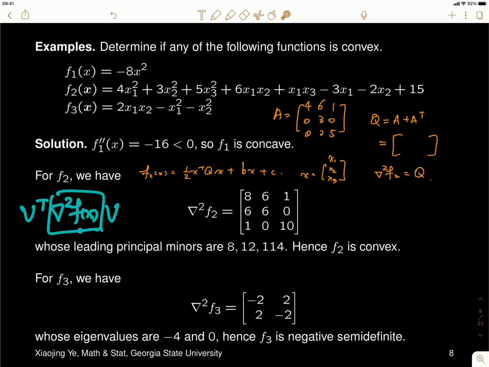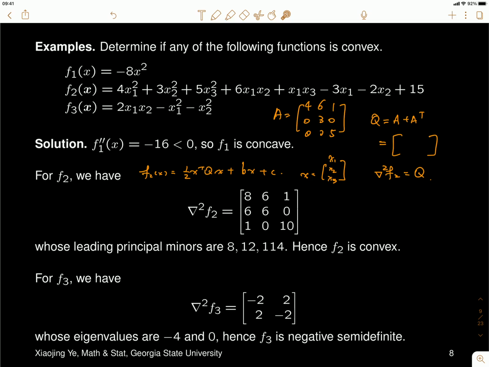This is the matrix on the right. We just need to check if this is always greater than or equal to 0 for any v. And the third way is to check, just for this matrix, the leading principal minors. If all of them are greater than 0, we can claim it's positive definite.